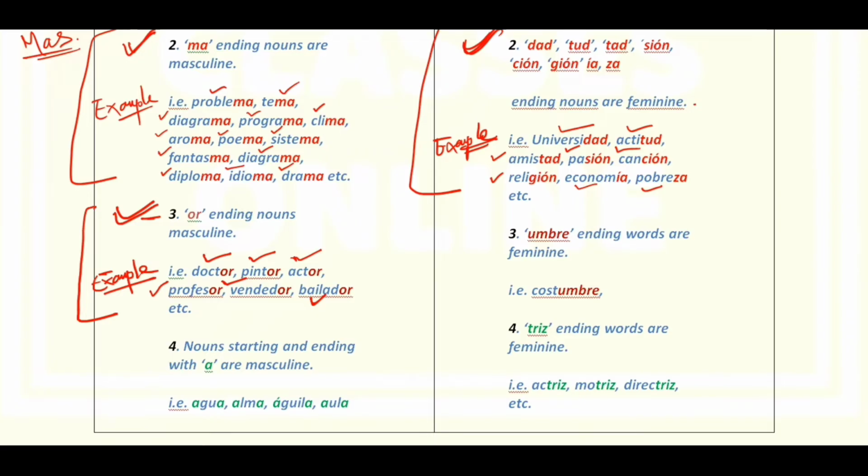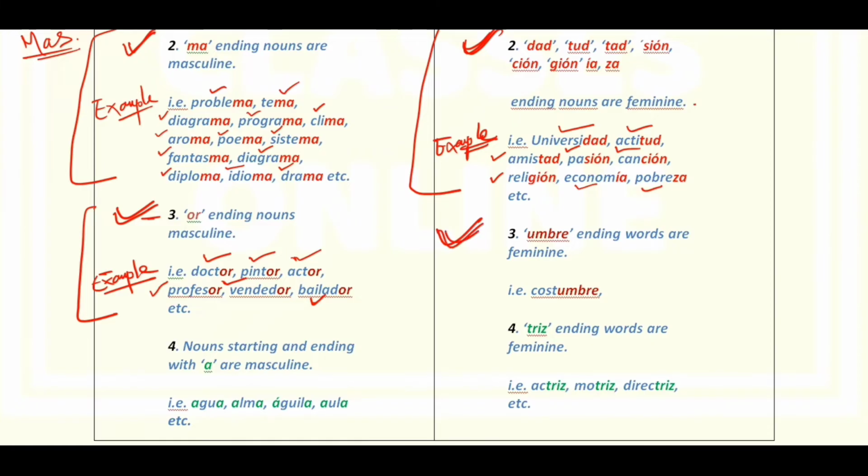Now we are switching to point 3, feminine side. See, umbre. Words ending in umbre are feminine in nature. Example, you can see costumbre. Any noun ending with umbre is feminine in nature. Keep in mind.